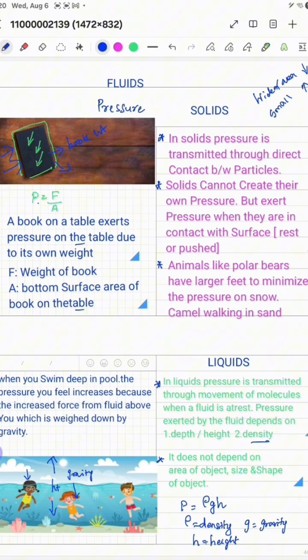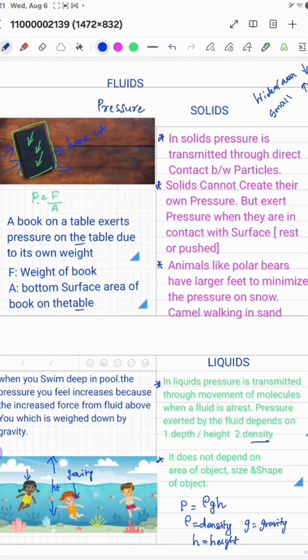So some of the characteristics or properties to be remembered about pressure in solids are that pressure cannot be created in solids on their own because they are closely packed. And one more thing, solids can exert pressure even when they are at rest or even when they are pushed. Animals like polar bears have very large feet to minimize their pressure on snow. Similarly, camels also have very large feet for walking in sand so as to get a grip there. So a wider area means less pressure, a smaller area means more pressure.